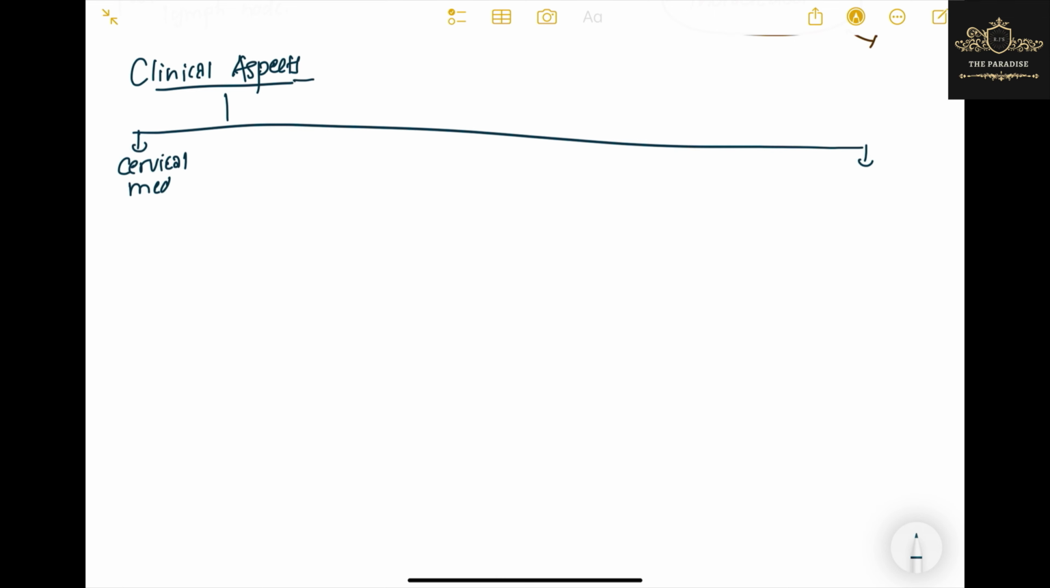So first of all, cervical mediastinoscopy. So what is cervical mediastinoscopy? It is done to visualize the lymph node and biopsy of the same.